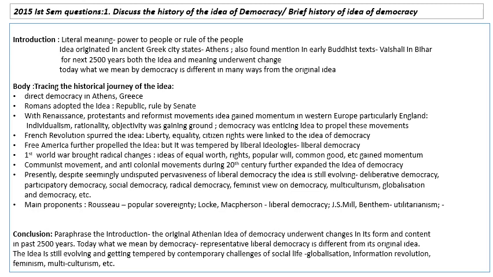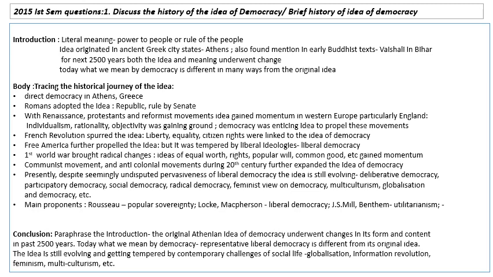Then came the French Revolution, which actually spurred the idea of democracy. Liberty, equality, citizen rights were all linked to the idea of democracy. Free America further propelled the idea, but it was not the same as Athenian democracy; it was tempered by the liberal ideology, which was very strong there. So the liberal or representative democracy, which we see spread across the world, germinated in free America under the guidance of liberal thinkers like Locke.